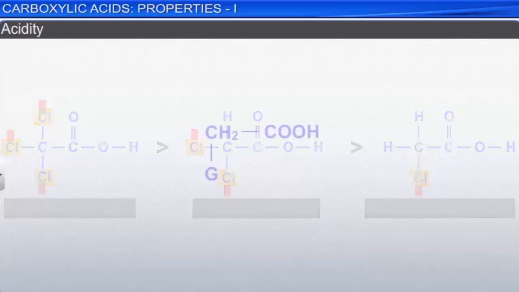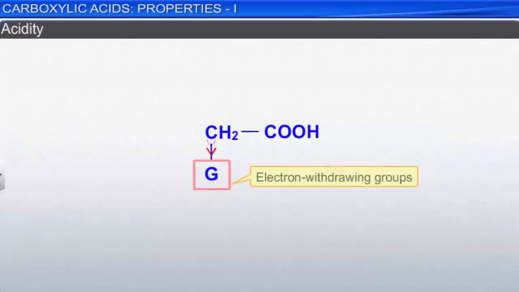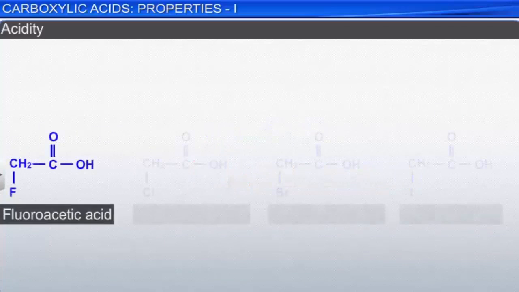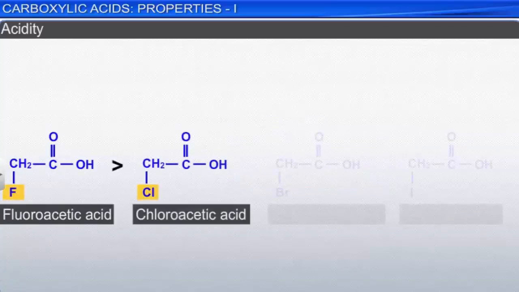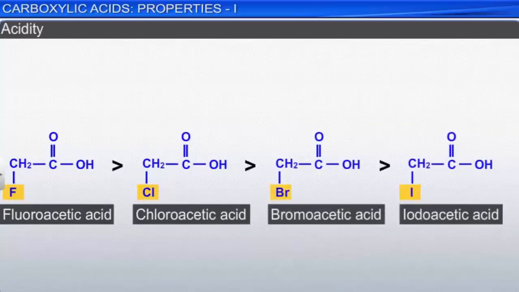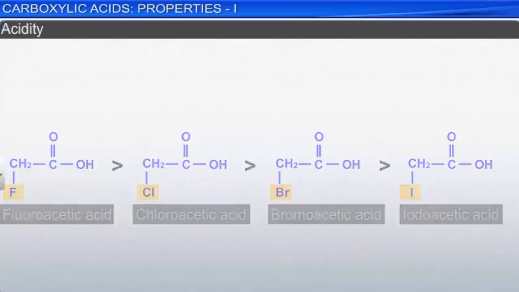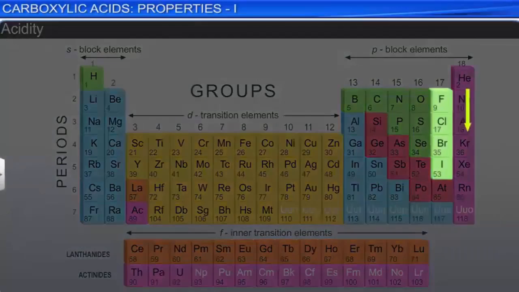The strength of the electron withdrawing substituent determines the magnitude of the effect on acidity. For example, fluoroacetic acid is stronger than chloroacetic acid, which in turn is stronger than bromo and iodoacetic acid. This is in accordance with the decrease in the electronegativities of halogen atoms.